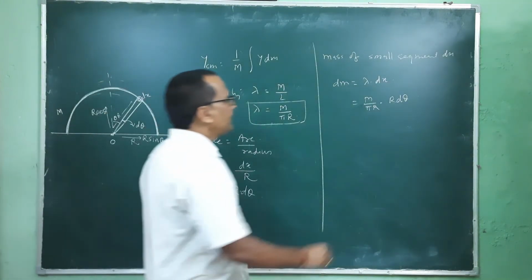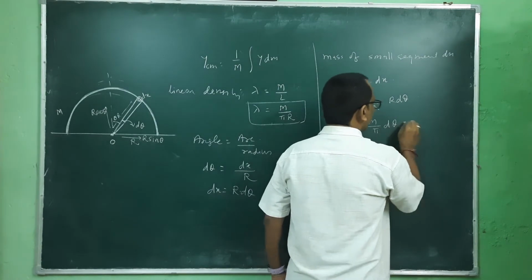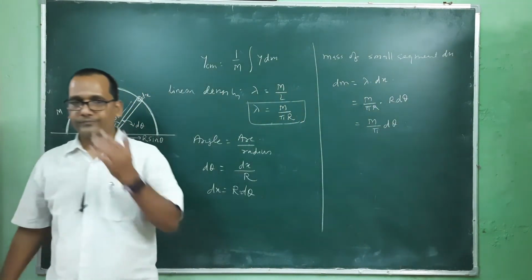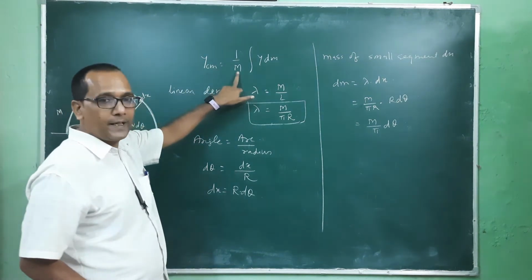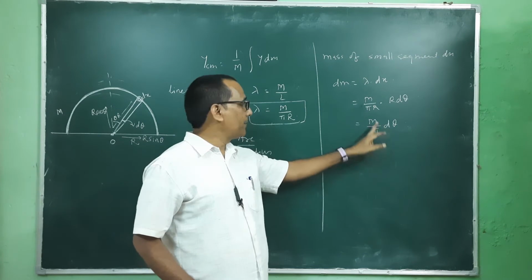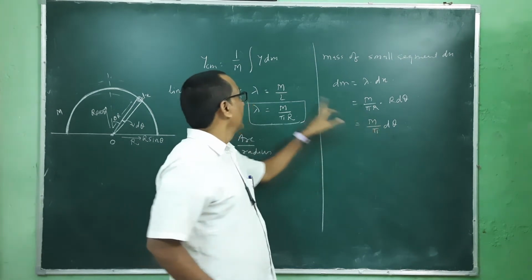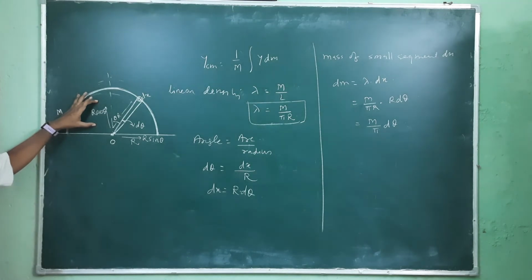So r can be cancelled. So this is equal to m by pi multiplied by d theta. So now what we have, this ycm is equal to 1 upon m integration of y dm. Now we had this dm is equal to m by pi multiplied by d theta. And what about this y? y is equal to r cos theta.